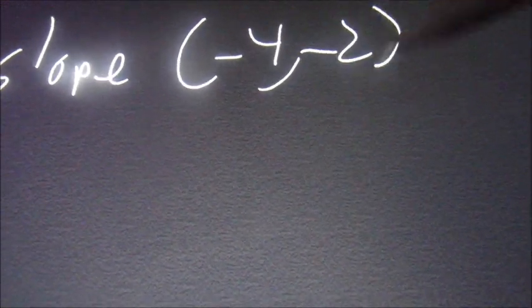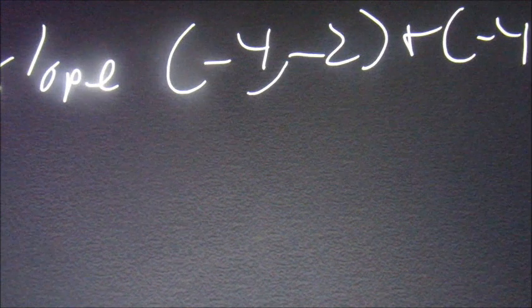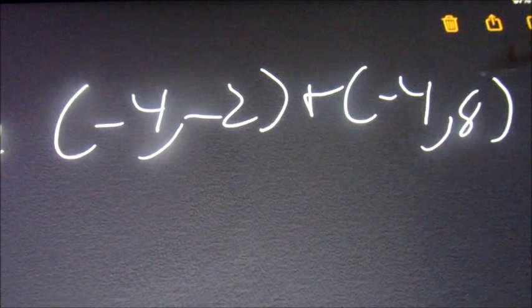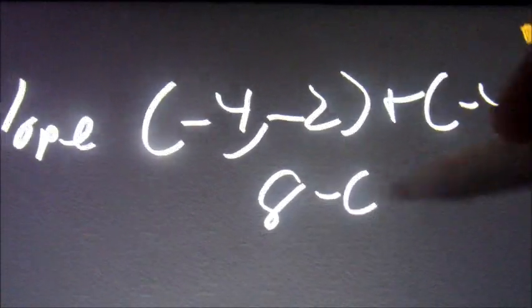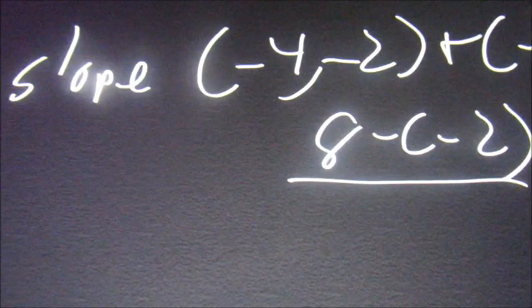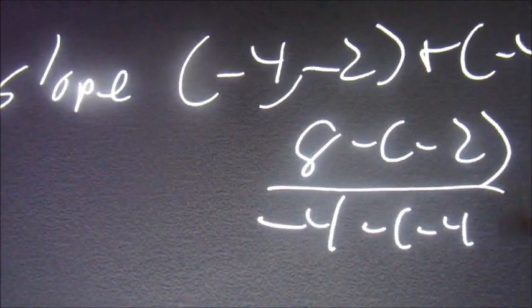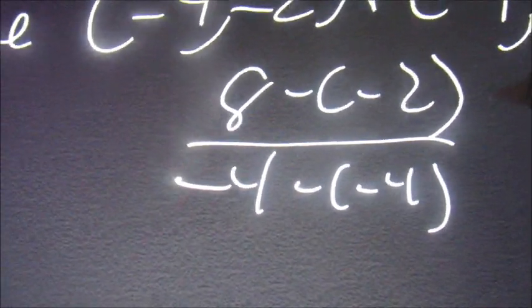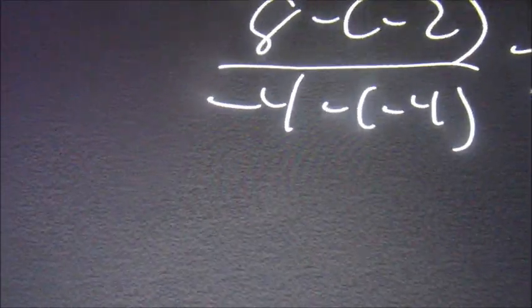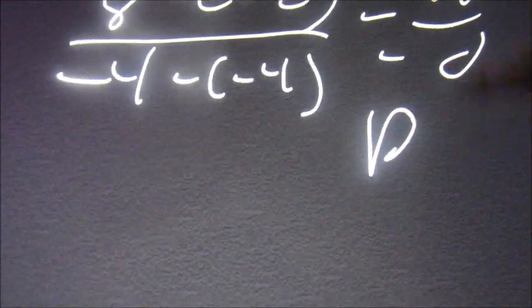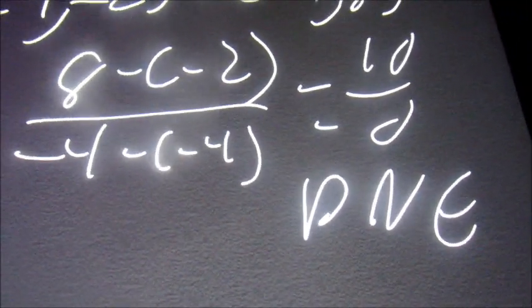You're going to get some questions that say, find the slope on a line that goes through, say, -4, -2 and -4, 8. So this is basically the same thing. I'm going to pick this one as the first one. So I'm going to say 8 minus -2 over -4 minus -4. 8 minus -2 equals 10. -4 minus -4 is 0. So slope does not exist.